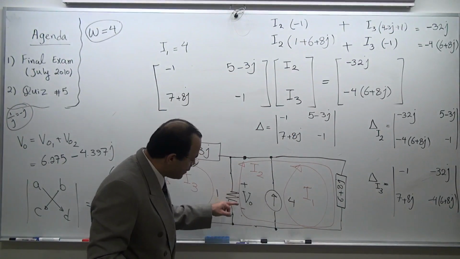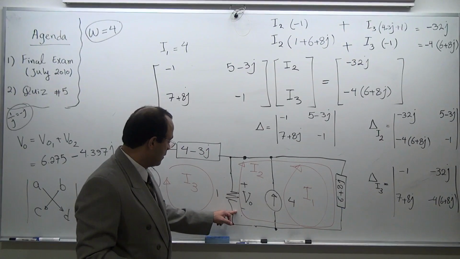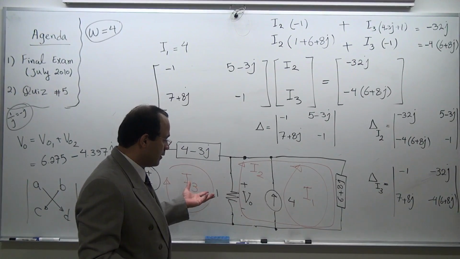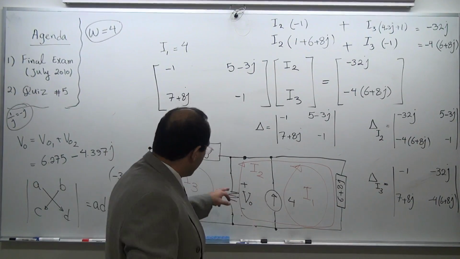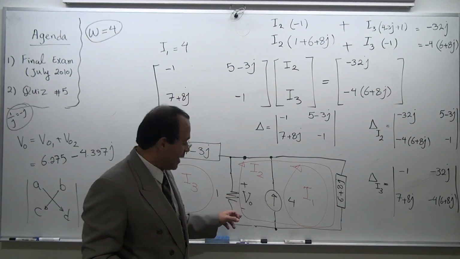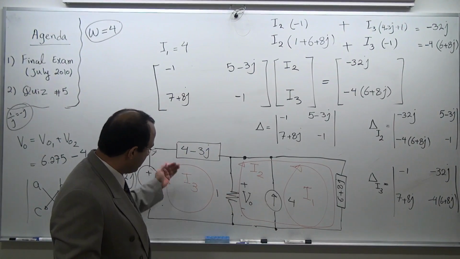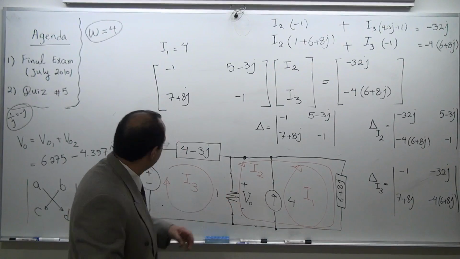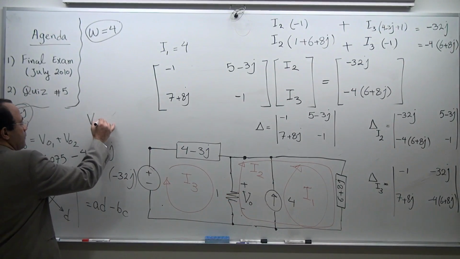You want to find VO. Well, in this case, actually, it happens to be the entire solution. Now, take a look at the VO. VO in this case is 1 times I2. You see, this is plus, this is minus. So take a look at VO.